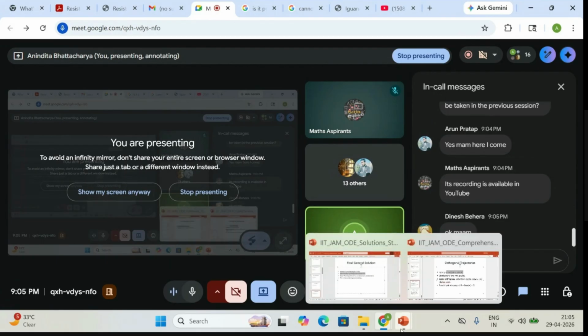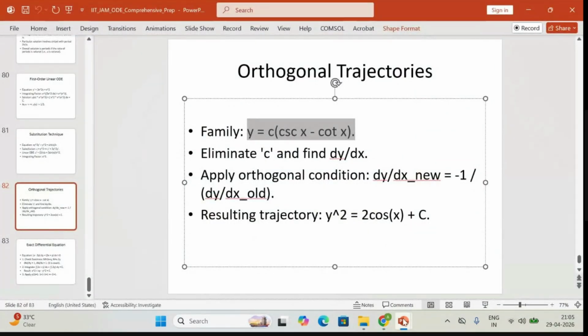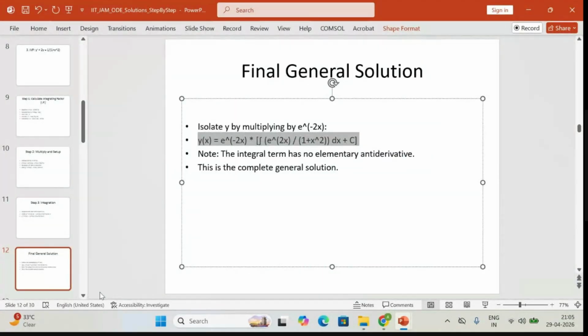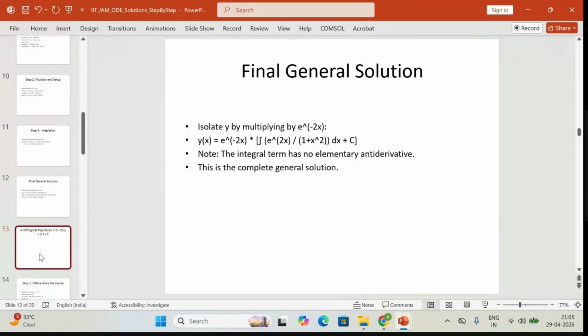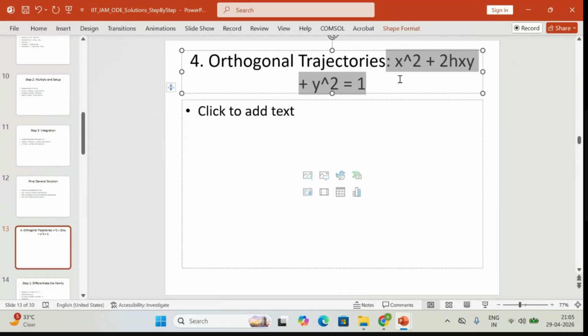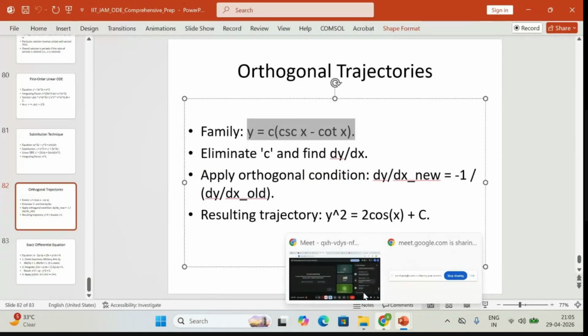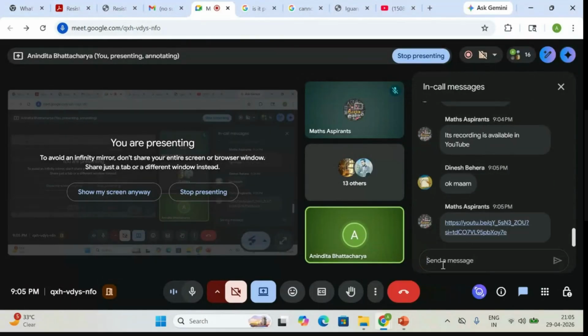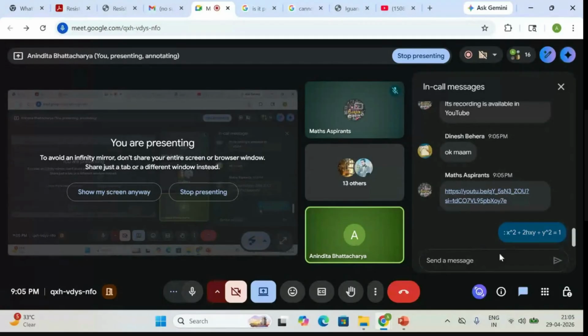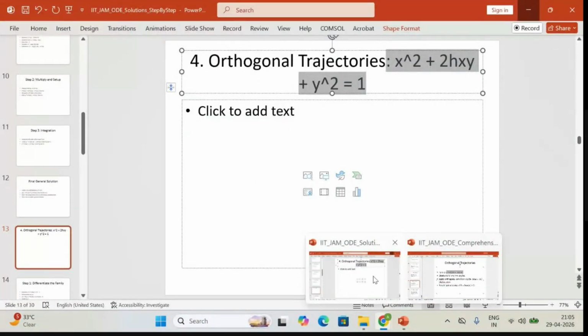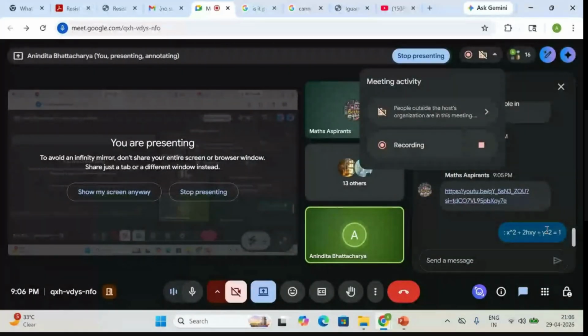Now I'm going to the next problem. Orthogonal trajectories. Find the orthogonal trajectory to this family of equations with parameter h. Let me write here. Thank you, sir, for sharing the YouTube link. Dinesh, you can look at it. Yes, I have shared the family of equations. The parameter is h. Find out the orthogonal trajectories to this.